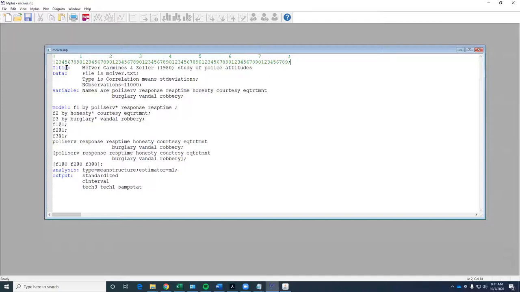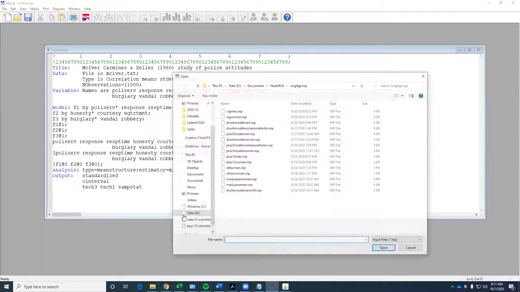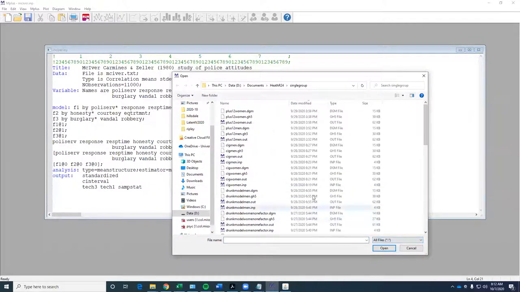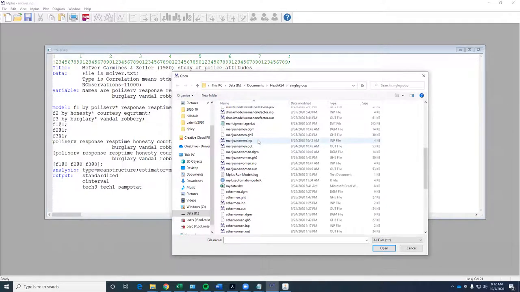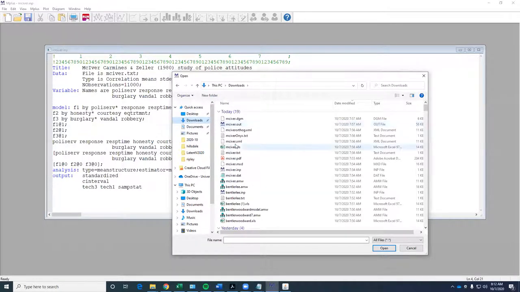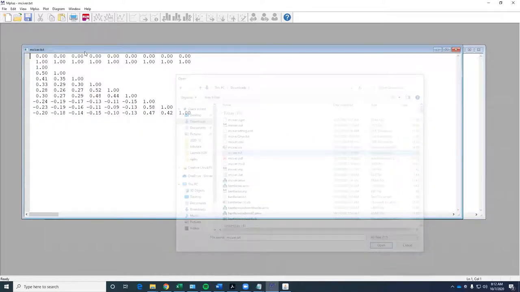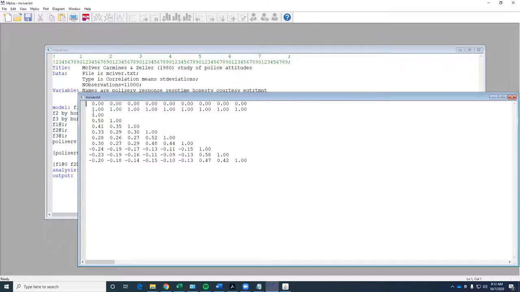To rehearse a little bit of the language of M plus, it's a line by line model. I can put a title in and here's some files. If I'm not analyzing raw data, but I'm telling M plus, here's the summary statistics, I need to have this line in that says the type is correlation and I have means and standard deviation. So if we take a look at this Mciver.txt file, this is what it looks like. My first row has means, my second row has variances, and my third row is my correlation matrix in triangular form.